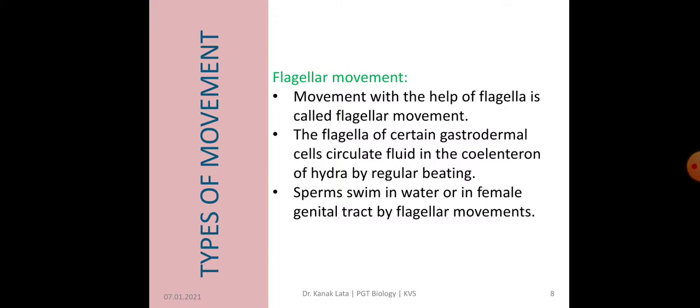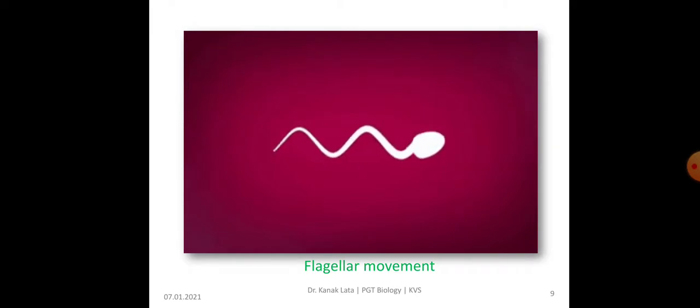Now the next type of non-muscular movement is flagellar movement that takes place with the help of flagella. The flagella of certain gastrodermal cells circulate fluid in the cylindron of hydra by regular beating action of flagella. Flagellar movement is also seen during the sperm movement in water or in female genital tract. In this diagram, you can visualize the flagellar movement of a sperm.